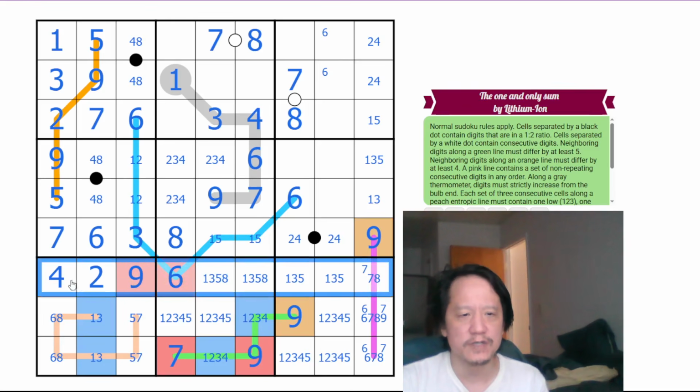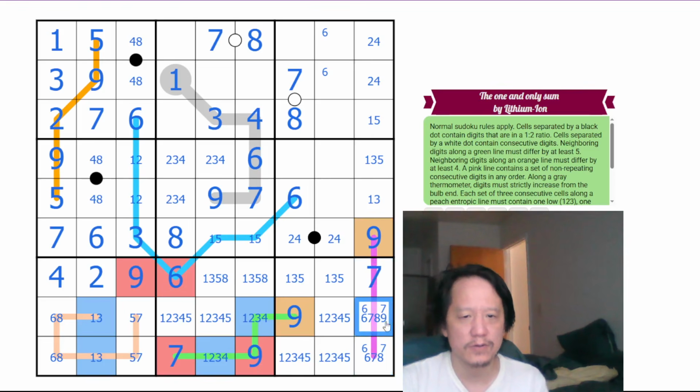So where is 7 in row 7? It has to be here. So no 7s here. This can't be 9. This is a 6, 8 pair. 7 eliminates 7 here, so that's 5 and 7.